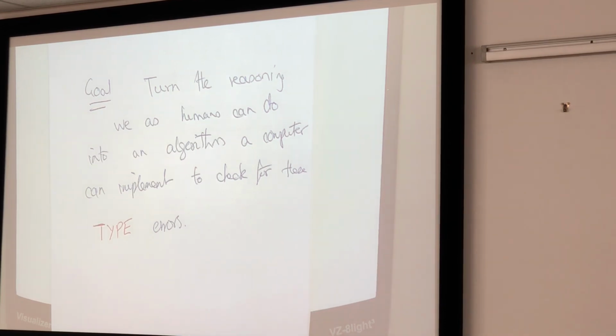We're going to check if it's an application, the input of the function has the same type as the argument. In other words, if I have a function and I'm expecting a natural number, then the input better be a natural number.